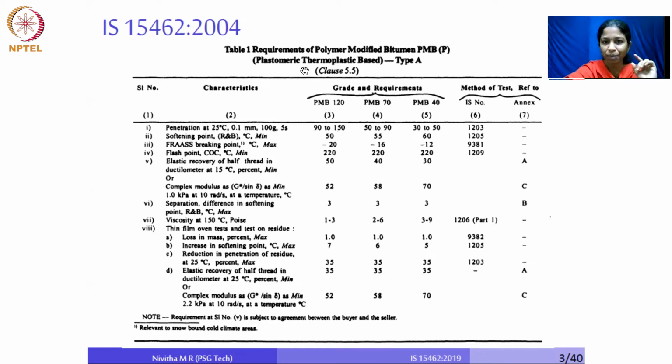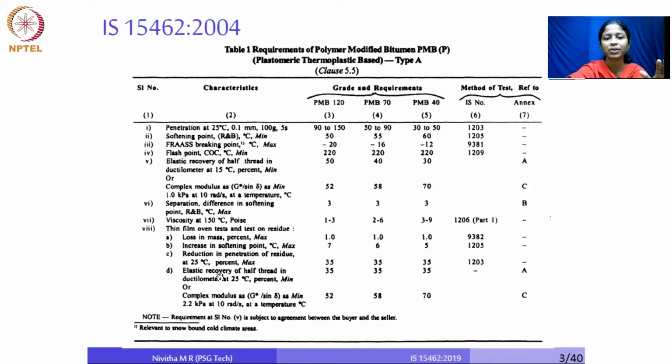Then you can see it is a plastomer modified bitumen. So the 5th parameter is either elastic recovery at 15 degrees Celsius or the G star by sine delta. Okay, so if it is G star by sine delta at this specified temperature, the value has to be a minimum of 1 kilopascal. Then we have separation, viscosity at 150 degrees. And then we also have tests on thin film oven residue.